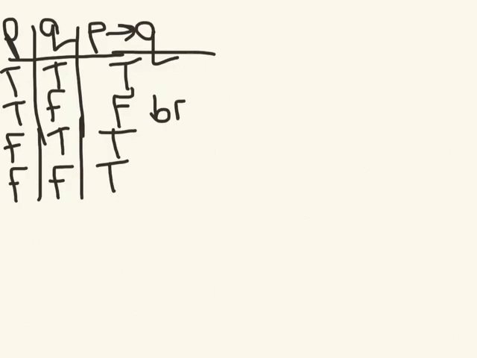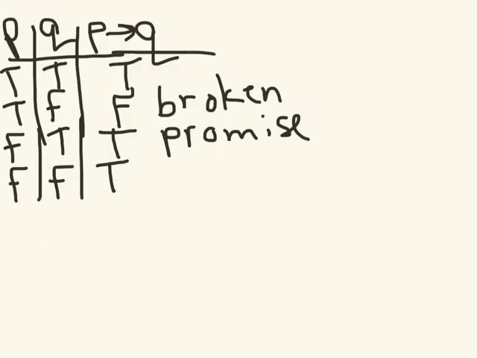So here, the only thing we have here that's a problem is the broken promise, and I've broken the promise when you pass the test and I refuse to meet my end of the bargain, which is buying you ice cream. So that's the broken promise right there.